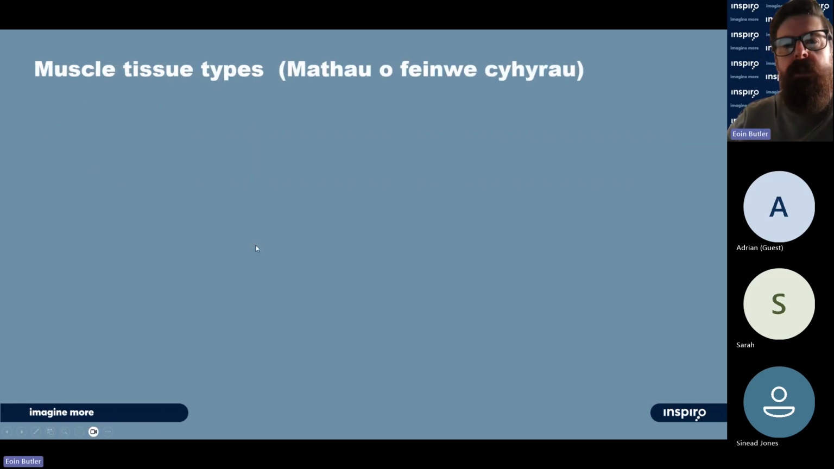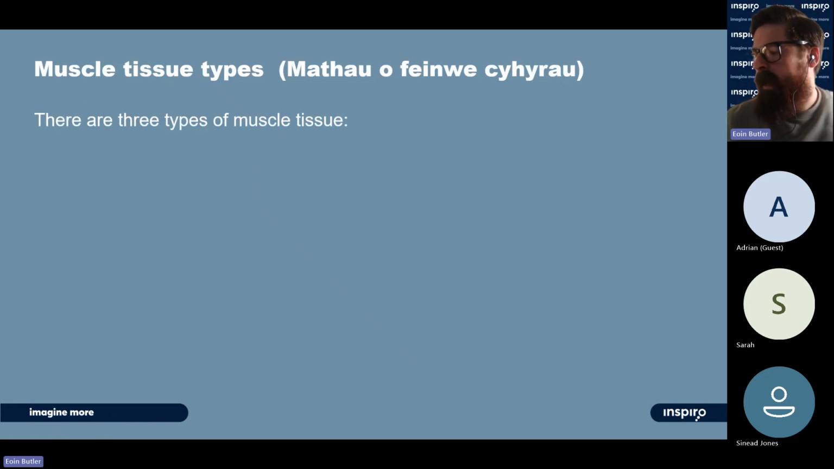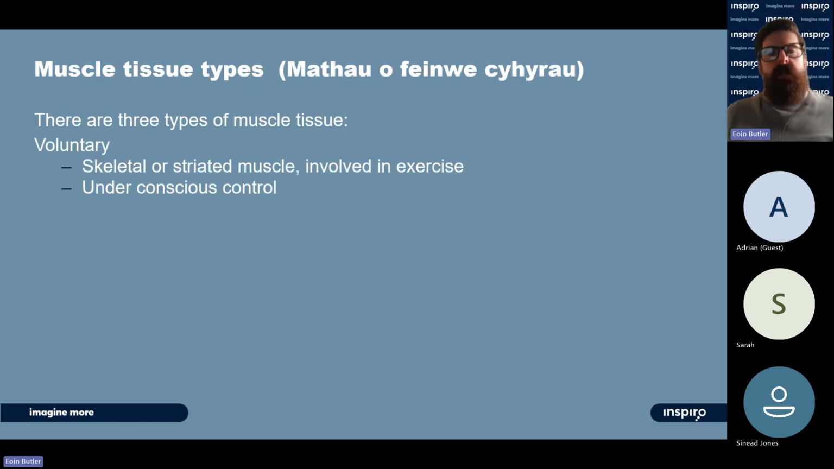Okay, so first of all, there are three types of muscle tissue. Can anybody tell me what they are? Voluntary. Voluntary is one. Involuntary. Involuntary, and then one more. Cardiac. Cardiac, good. Okay, so as you said, we've got voluntary muscle first of all.